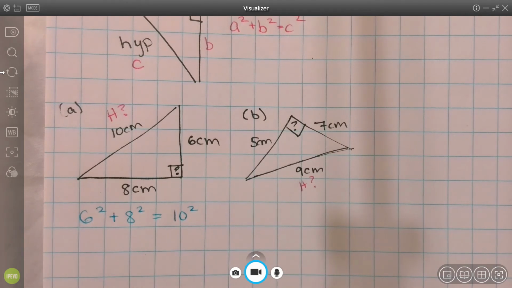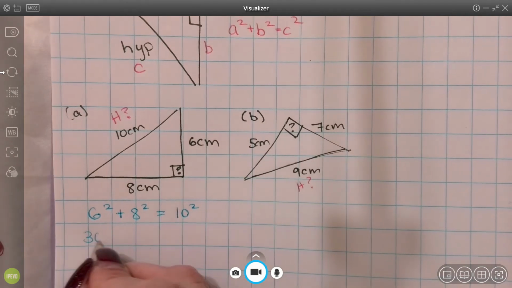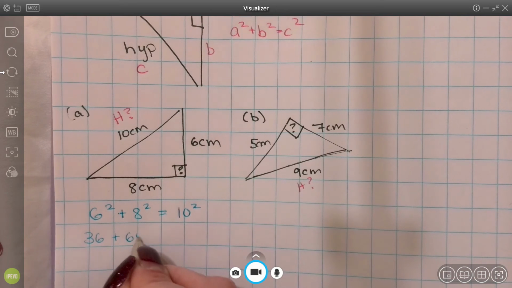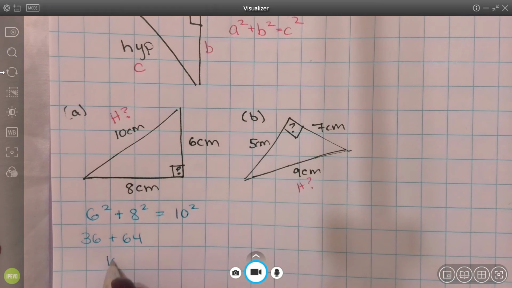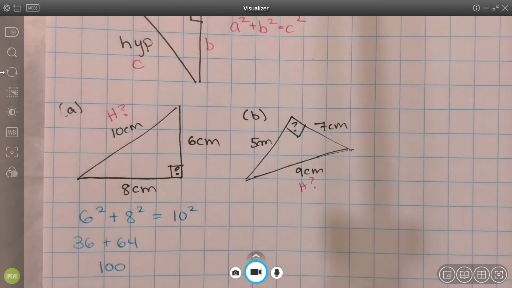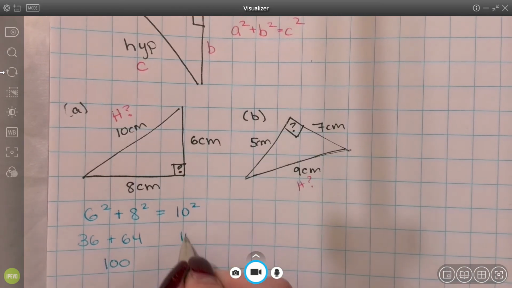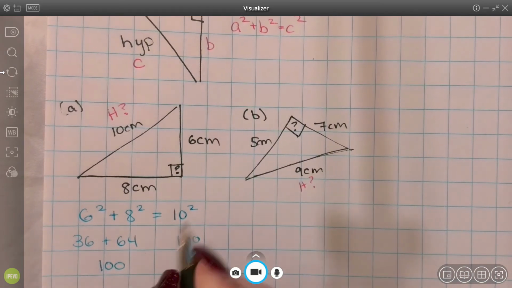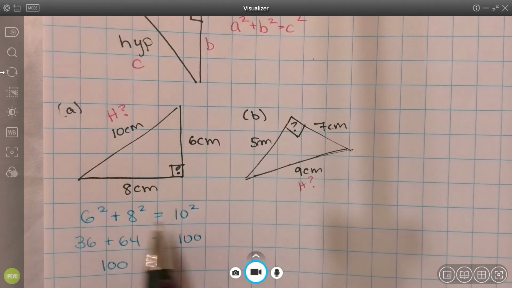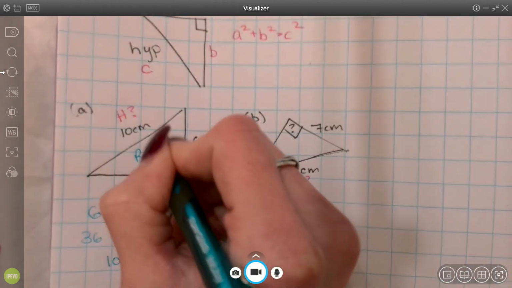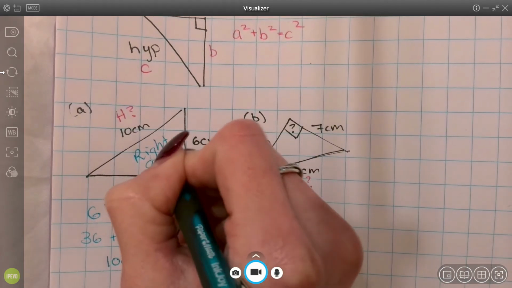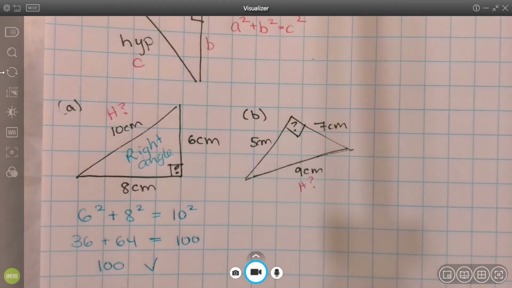So 6 squared is 36. 8 squared is 64. 36 plus 64 does in fact give us 100. Which is why I say does in fact give us 100, because 10 squared is 100. So since Pythagoras' theorem held true, yes, this is a right-angled triangle.